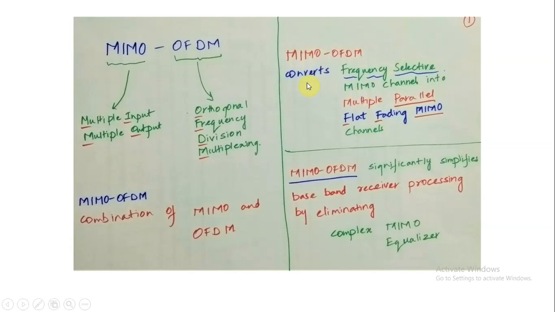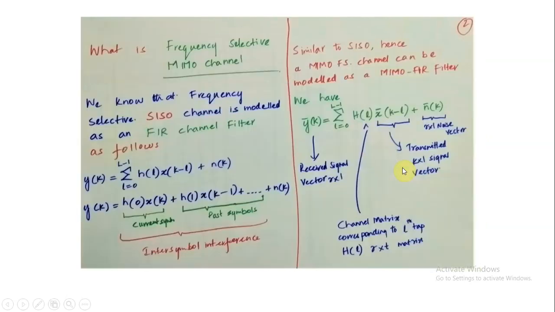Basically, MIMO OFDM converts a frequency selective MIMO channel into multiple parallel flat fading MIMO channels. So OFDM helps MIMO and MIMO helps OFDM. MIMO OFDM significantly simplifies the baseband receiver processing by eliminating the complex MIMO equalizer. Because of this, MIMO OFDM is the main current standard part of long-term evolution or 4G systems.